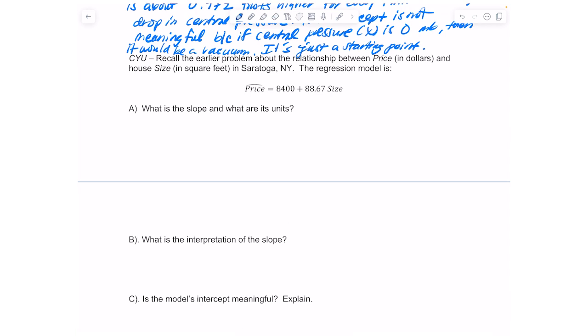Recall the earlier problem about the relationship between price in dollars and house size in square feet in Saratoga, New York. Here's the regression model. You've got price hat equals 8,400 plus 88.67 size. What is the slope and what are its units? So the slope here, we know, is 88.67, and it would be measured in dollars per square foot because, again, slope is change in y, which is price in dollars, over change in x, which is size measured in square feet. So dollars per square foot.